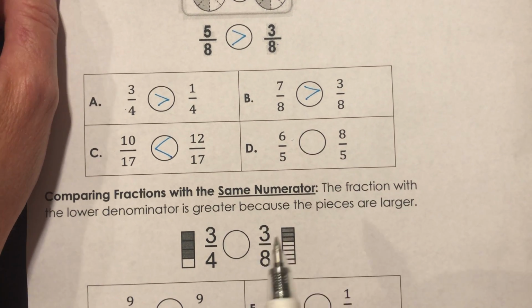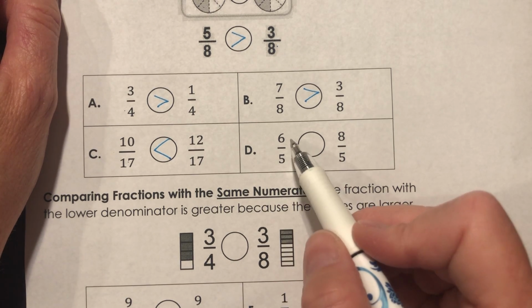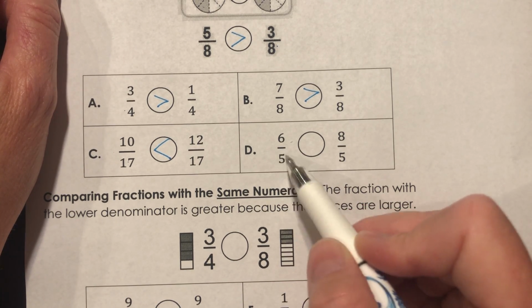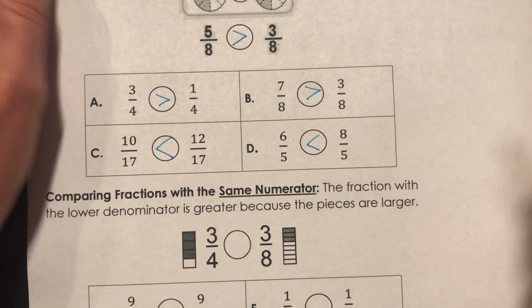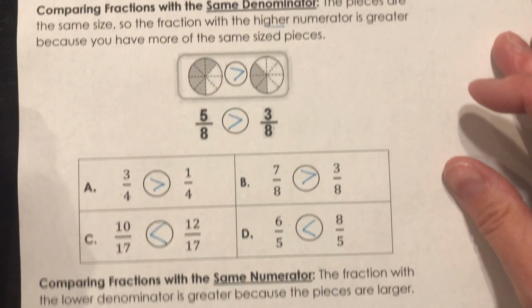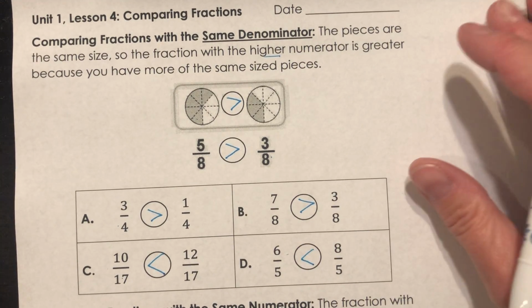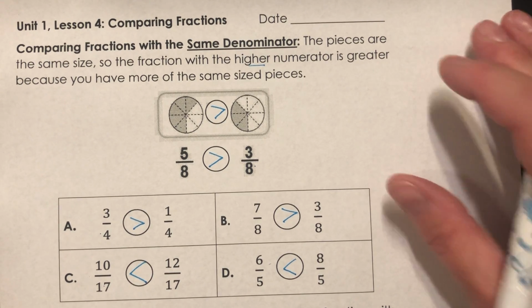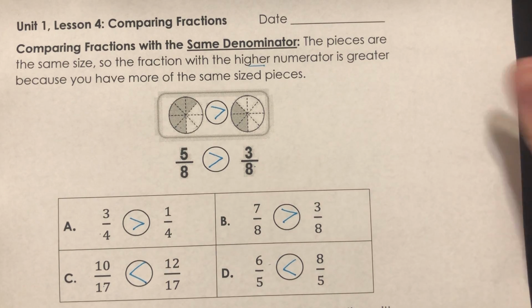And here, I know these are improper, but it's okay. The denominators are still the same. If I have 6 out of 5 of those same size pieces versus 8 out of those same size pieces, 8 would be more. So the lesson so far: if you're comparing 2 fractions and you see that the denominators are the same, that's my favorite kind. The higher numerator is greater because you have more of the same size pieces.